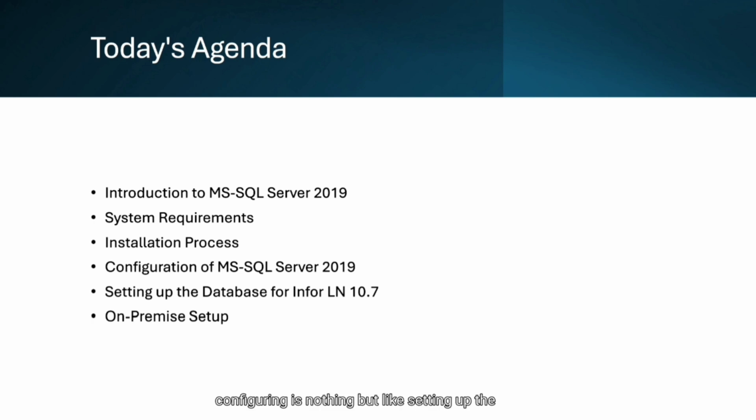Configuring is nothing but setting up the server for your optimal use. Then configuring the settings like security settings and user data roles, I'll tell you that part also. And then we'll set up the database for InforLN 10.7, that is nothing but configuring the database settings specifically for InforLN 10.7 requirements. Then I'll tell you detailed steps to ensure that the database runs smoothly on your local host, that is nothing but on-premise setup. So let's start.